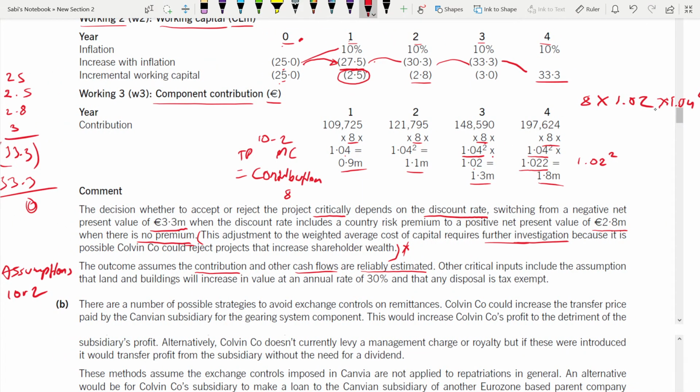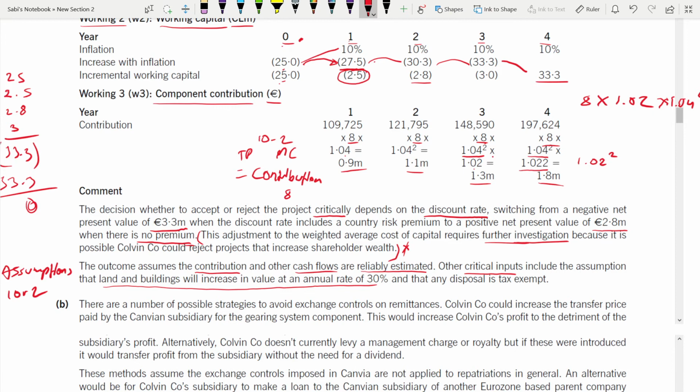Other critical inputs include what? Critical inputs include the assumption that land and buildings will increase in value at an annual rate of 30%. Isn't this an assumption? How will you know today that value will increase at 30%, and that also for 4 years? Whenever there is a statement of this kind, write it under assumption.